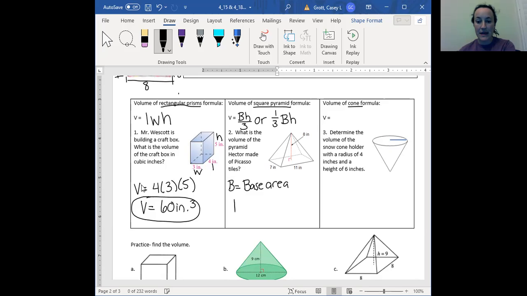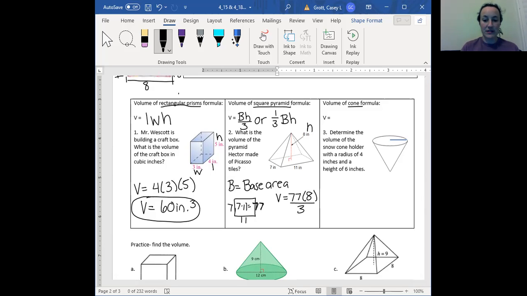And my base in the picture says that is 7 and 11. This is going to be my base. So base area is going to be 7 times 11, which is going to equal 77. Big B is base area. Area, we do length times width. So we need base, we found it. H is going to be 8 for my height and then divide by 3. So my volume is going to equal 77 times 8 divided by 3.